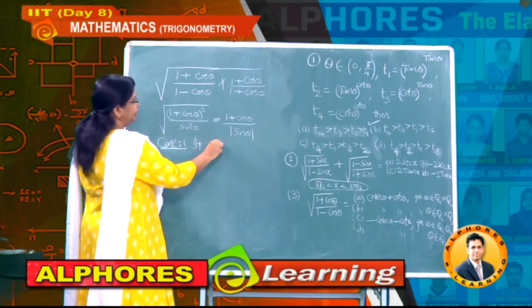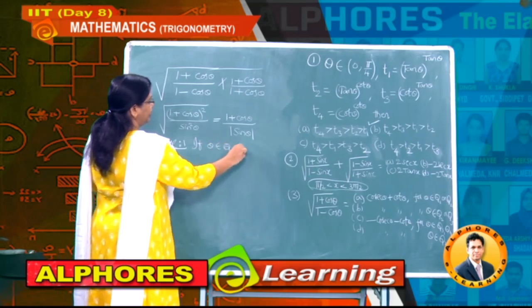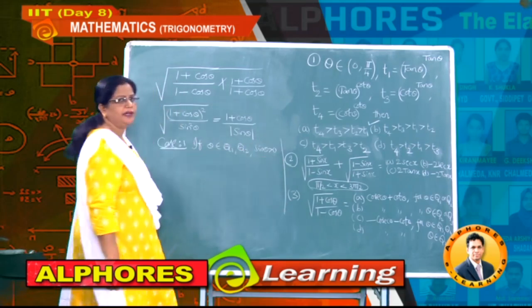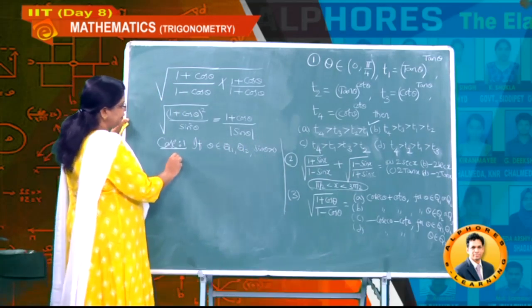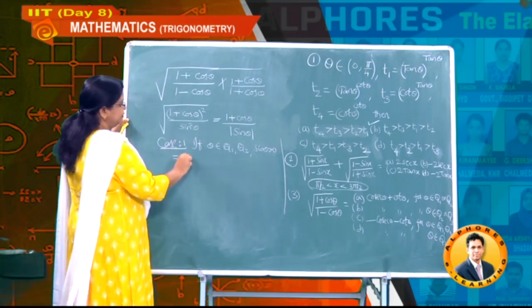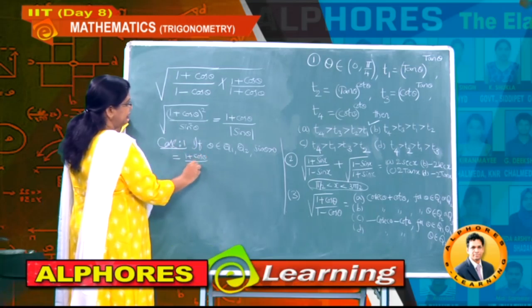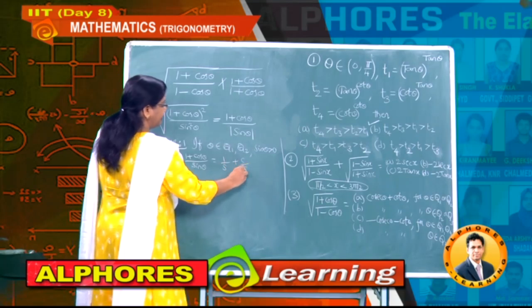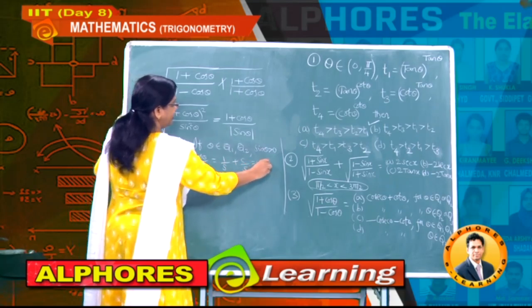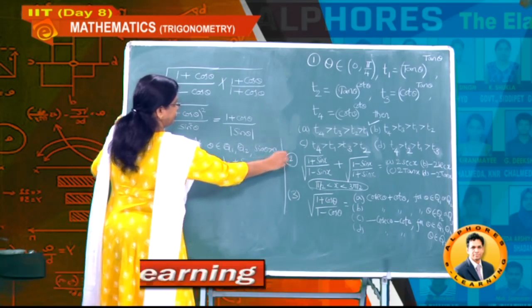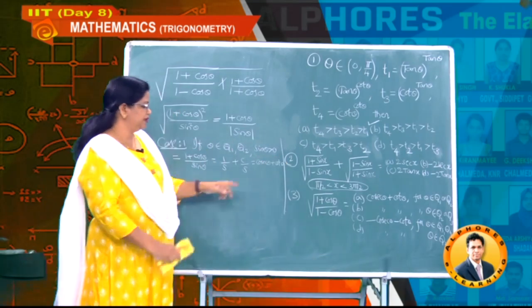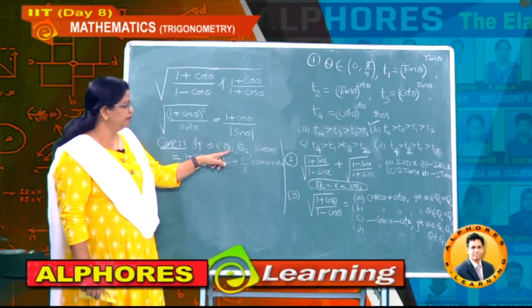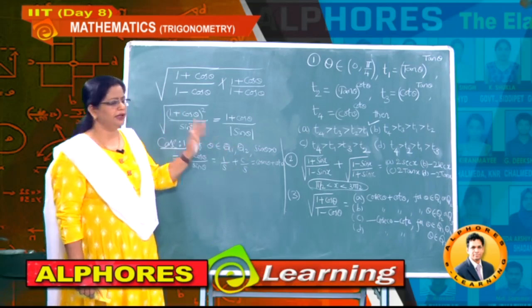What is case 1? If theta belongs to the first quadrant or second quadrant, here the sine theta value is positive. So once sine theta is positive, the value is 1 plus cos theta divided by sine theta, and if I split it, 1 by sine plus cos by sine, therefore you got cosecant theta plus cot theta. So students, I think you observed you got cosecant plus cot theta for what values of theta here? Q1, if it belongs to the first quadrant and second quadrant.